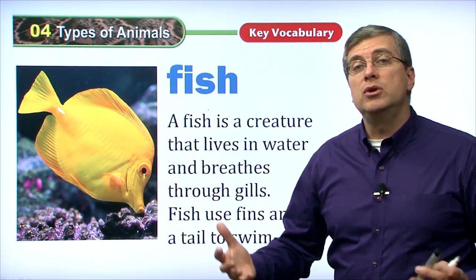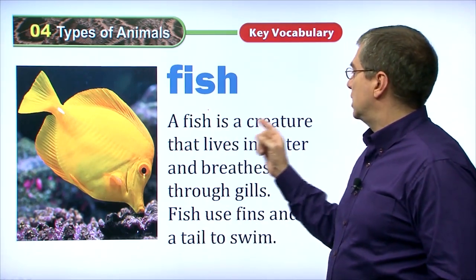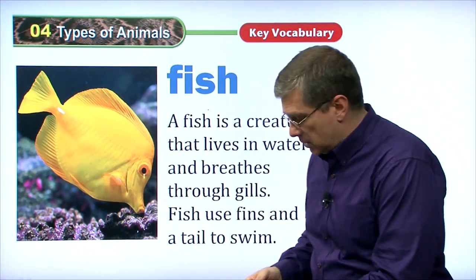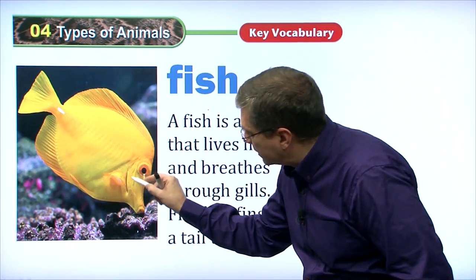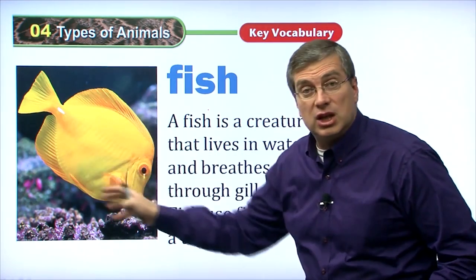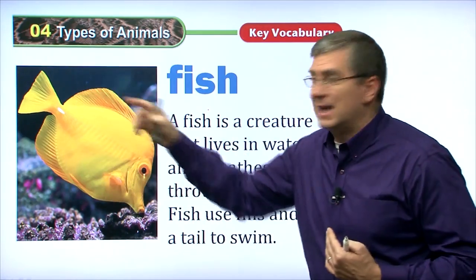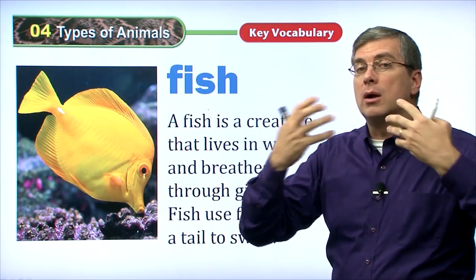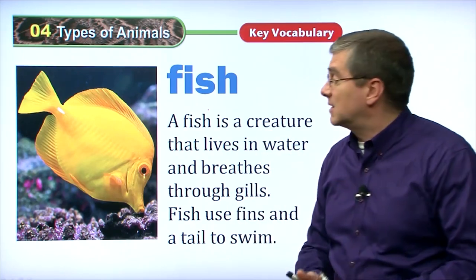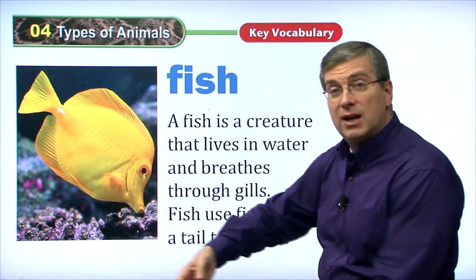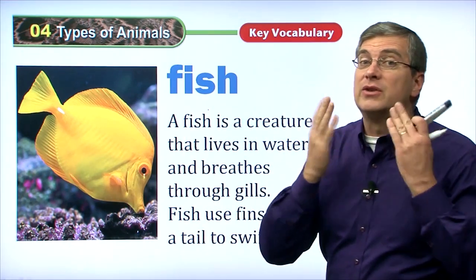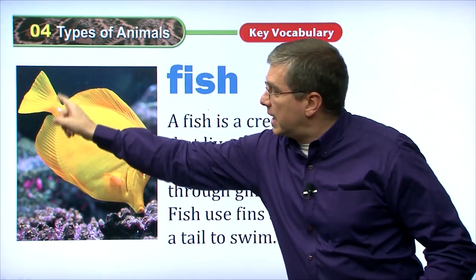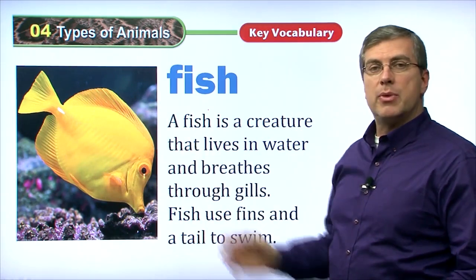What is a fish? How do we describe fish? A fish is a creature that lives in the water. It breathes through its gills. You can see the gills right here, this opening on the side of the head. There's oxygen in the water, but we can't get that oxygen because we don't have gills. But a fish has gills, so it can push that water through and take out the oxygen, and that's how a fish breathes underwater. If you take a fish out of water, it can't breathe because gills don't work in air, okay? So, fish use fins and a tail to swim. So the tail here and the fins, they use that to swim through the water.